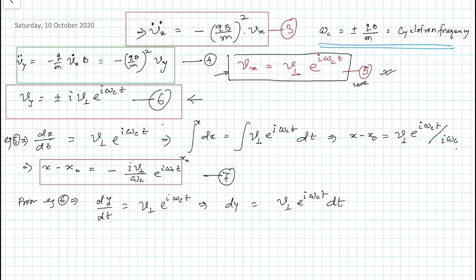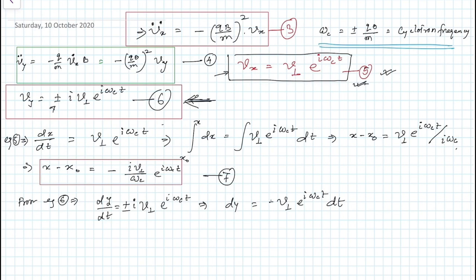Oh, sorry, one more thing, there should be, I think, plus minus i before v perpendicular. So we are taking equation number 6, isn't it? From here there is a plus minus, and there should be an i before v perpendicular. Okay, so let me write it properly.